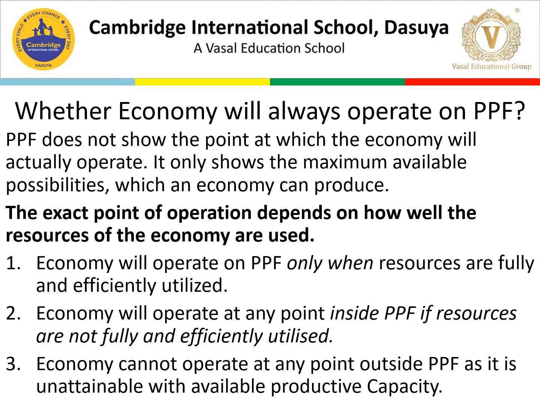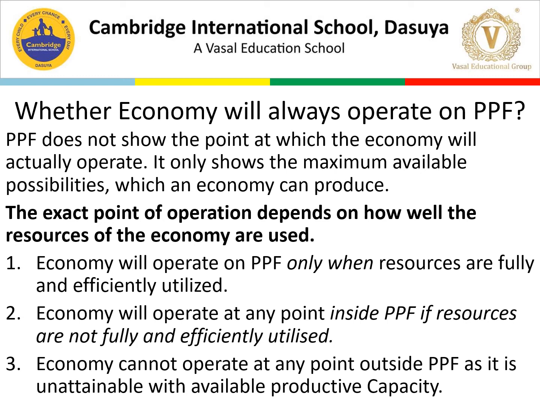The exact point of operation depends on how well the resources of the economy are used. The first point is the economy will operate on PPF only when resources are fully and efficiently utilized. If all the resources are fully and efficiently utilized, then that combination is attainable, and it will lie on the PPF curve.